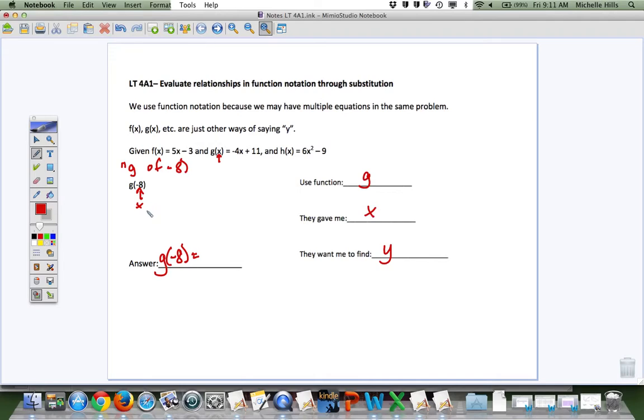Now, g of negative 8 is a weird looking y, but remember, g of x is just the same thing as y equals negative 4x plus 11. They've told me that x is negative 8, so g of negative 8 means go to function g and substitute negative 8 in place of x, so negative 4 times negative 8 plus 11, and then simplify. So that would be 32 plus 11, which is 43. So this says when I go to function g, I substitute negative 8 in place of x, I get an answer of 43 for my y.